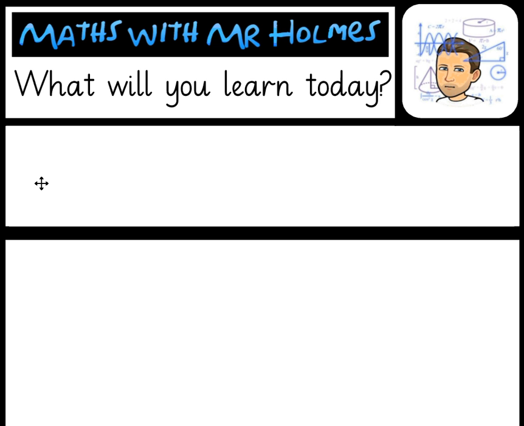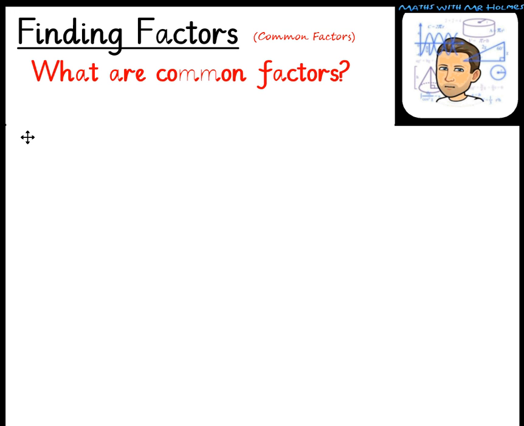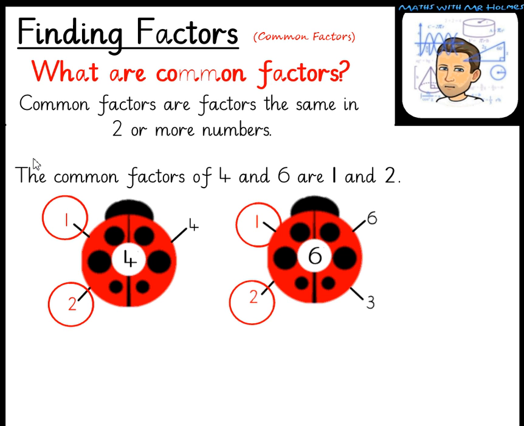Let me tell you. It's Finding Factors, Part 5, Common Factors. So the question you'll be asking, what are common factors? Common factors are factors the same in two or more numbers. For example, the common factors of 4 and 6 are 1 and 2.